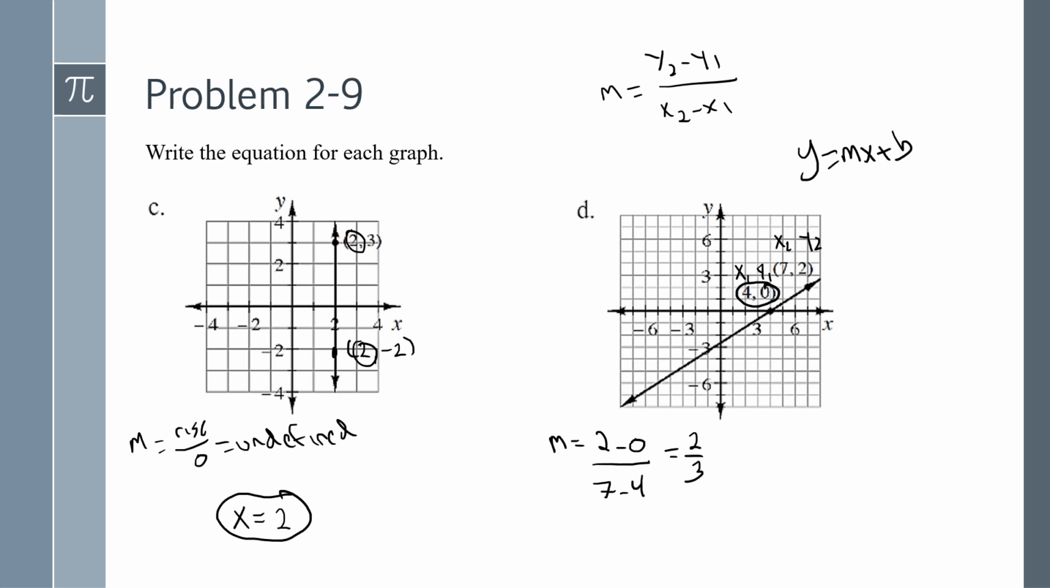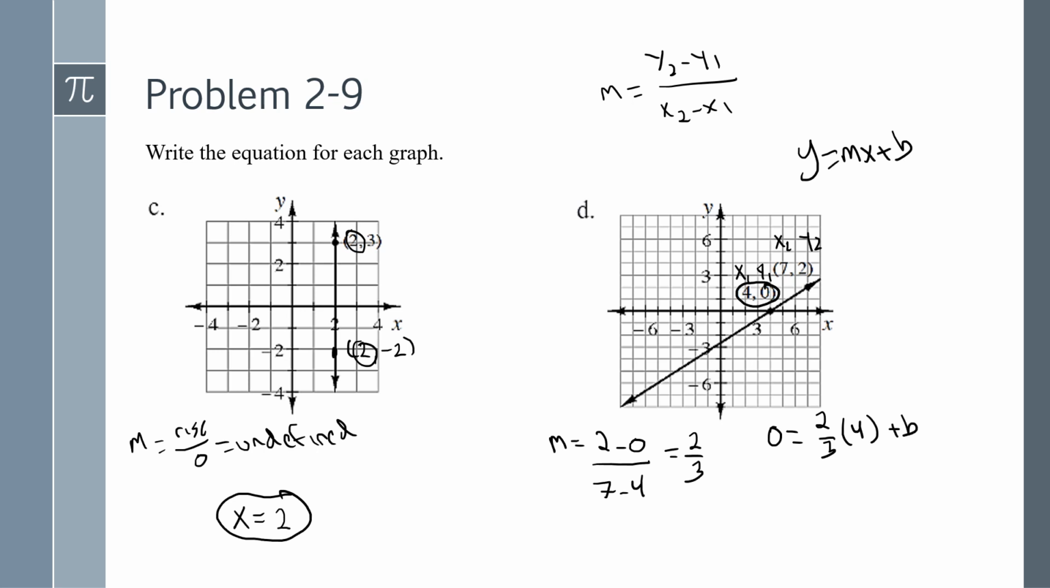When you let this be my x and y values in this formula, remember x and y is any point on the line. M is my slope, so I'm going to plug it in. So I know y is 0. That should equal the slope of 2/3 times x, which is 4, plus b. So I'm going to solve for b.